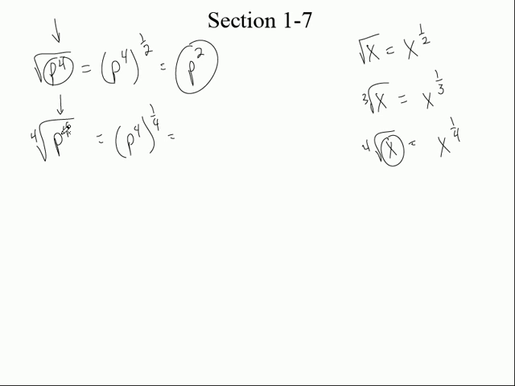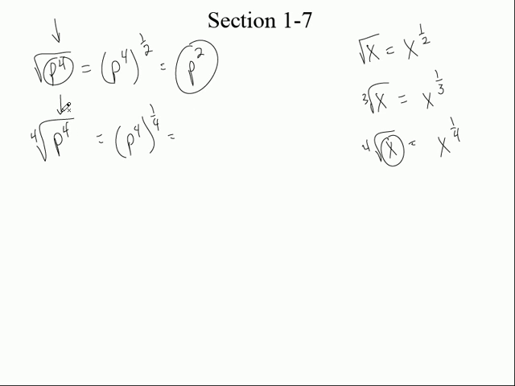So what times itself, times itself, times itself, times itself is equal to p to the fourth? Well, what do you think? If I have 4 of them and it equals p to the fourth, every one of those has to be what? P, right? No? Yes?